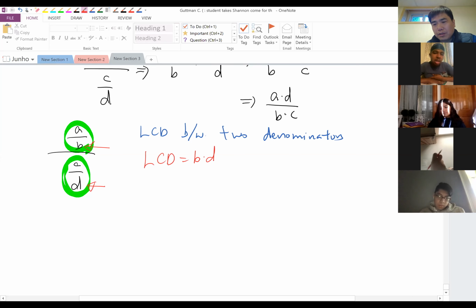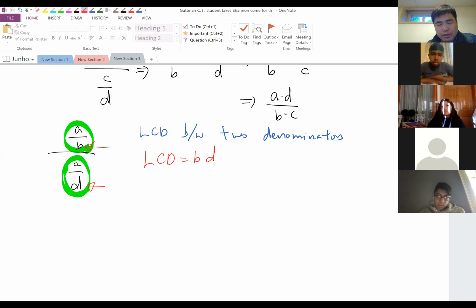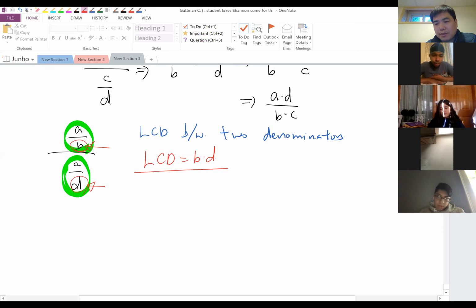You said B and D have a common denominator? Yeah, because we temporarily think of the numerator and denominator as different fractions. Then you can find the common denominator between B and D, right? So in this case, the LCD becomes B times D.